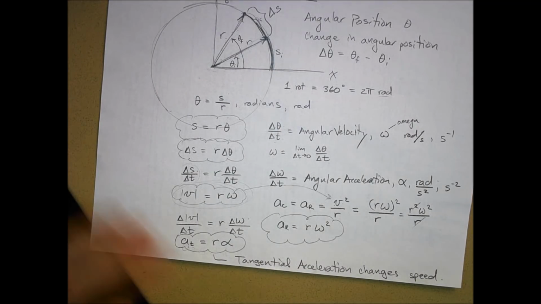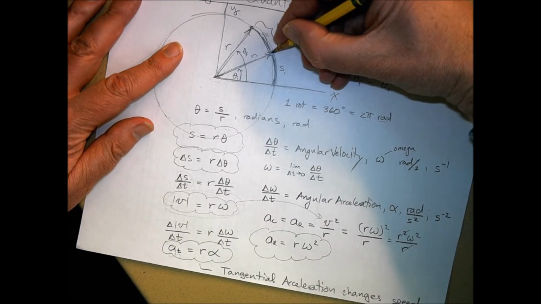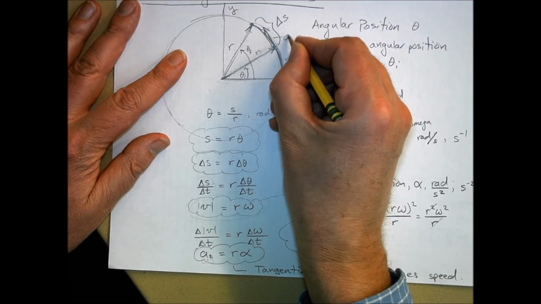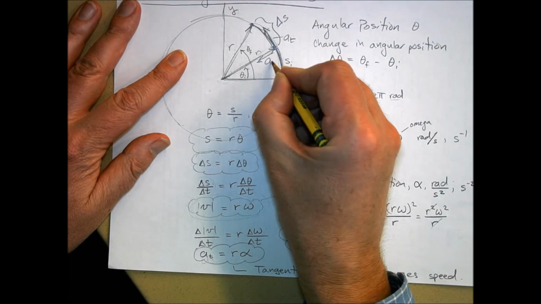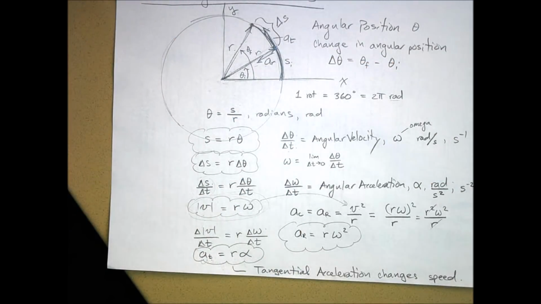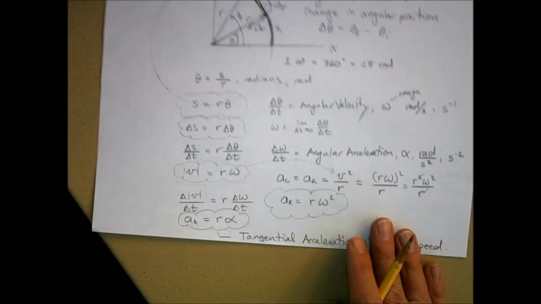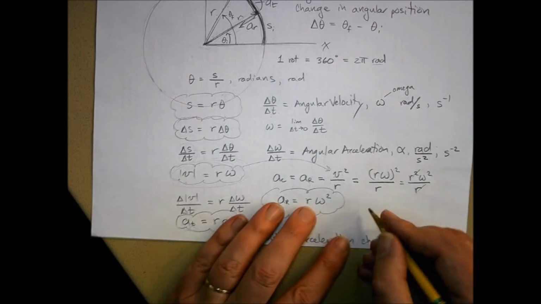So if I were to draw this acceleration, I could have a tangential acceleration, but I could also have a radial acceleration. And notice that if I want the total acceleration, well, I could add these together. The total acceleration, I'm going to squeeze it in here.